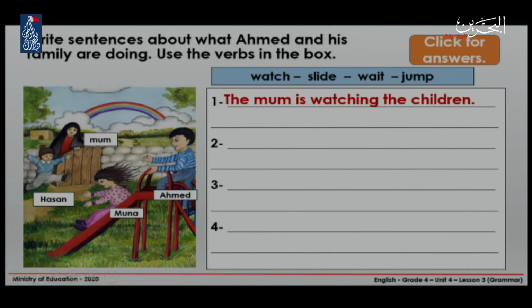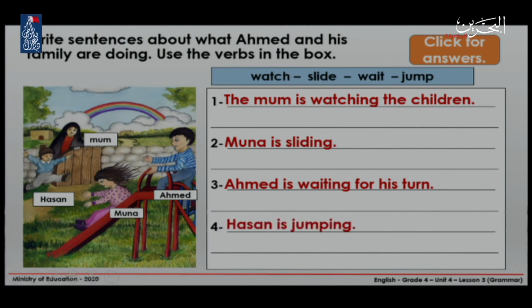Let's see the second verb, slide. Good. Muna is sliding. Let's see the third verb, wait. Who's waiting? Good. Ahmed is waiting for his turn. What about the last verb, jump? Who's jumping? Well done. Hassan is jumping.